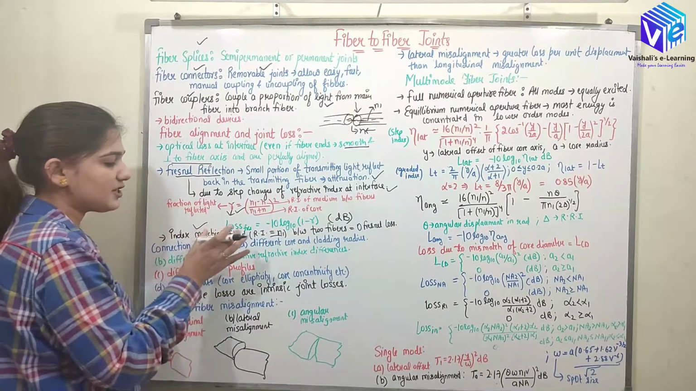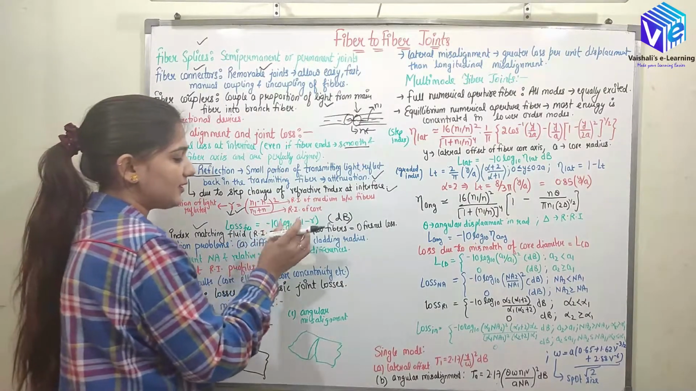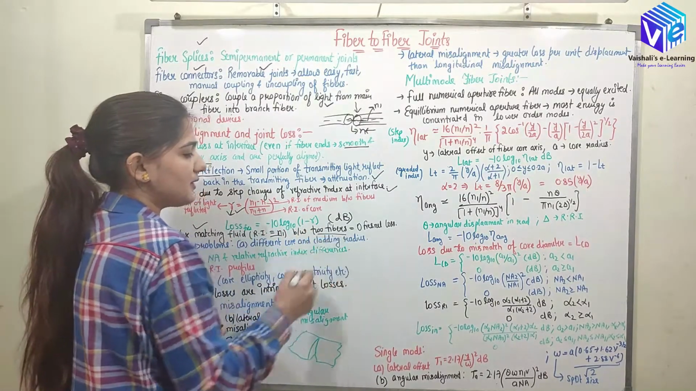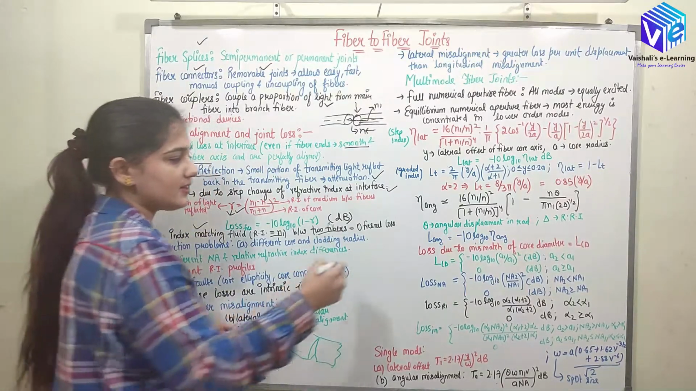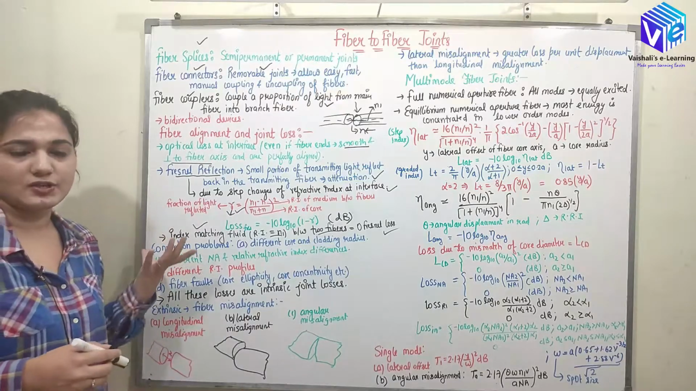So the index matching fluid is the fluid which has a refractive index equal to the refractive index of the core, and it is placed between the two fibers. Under this condition I will have zero Fresnel losses.